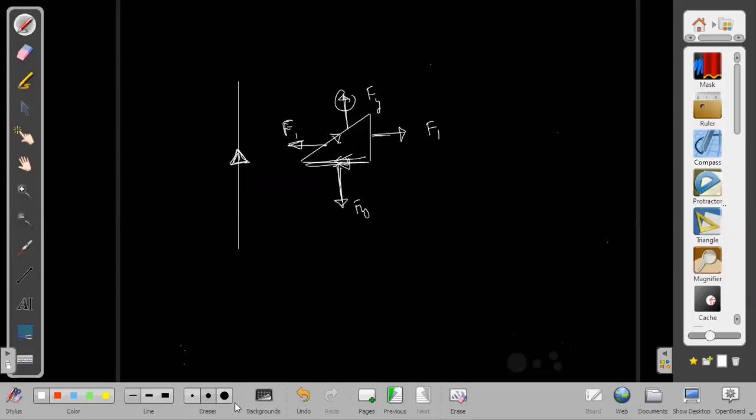Horizontal I am not able to obtain this way. No, I can obtain horizontal also. See how to obtain horizontal. I know one more thing in this wire. Let us name the wire A, B, C.